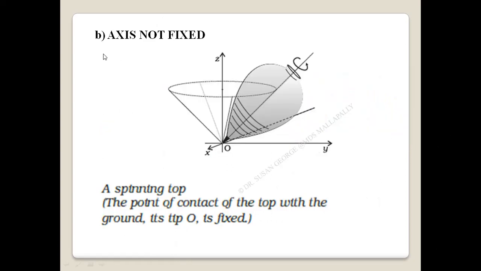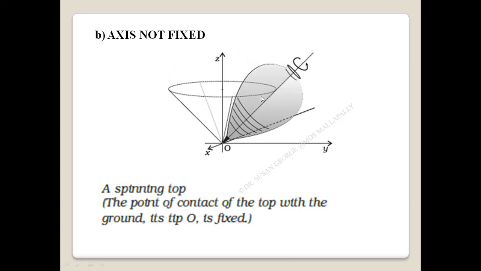Now, the second category of rotational motion is when the axis is not fixed. One example is the spinning top. As you know, a spinning top, once it is set into motion, keeps rotating. It rotates about this axis of rotation. At the same time, this axis of rotation also keeps moving in a circle.